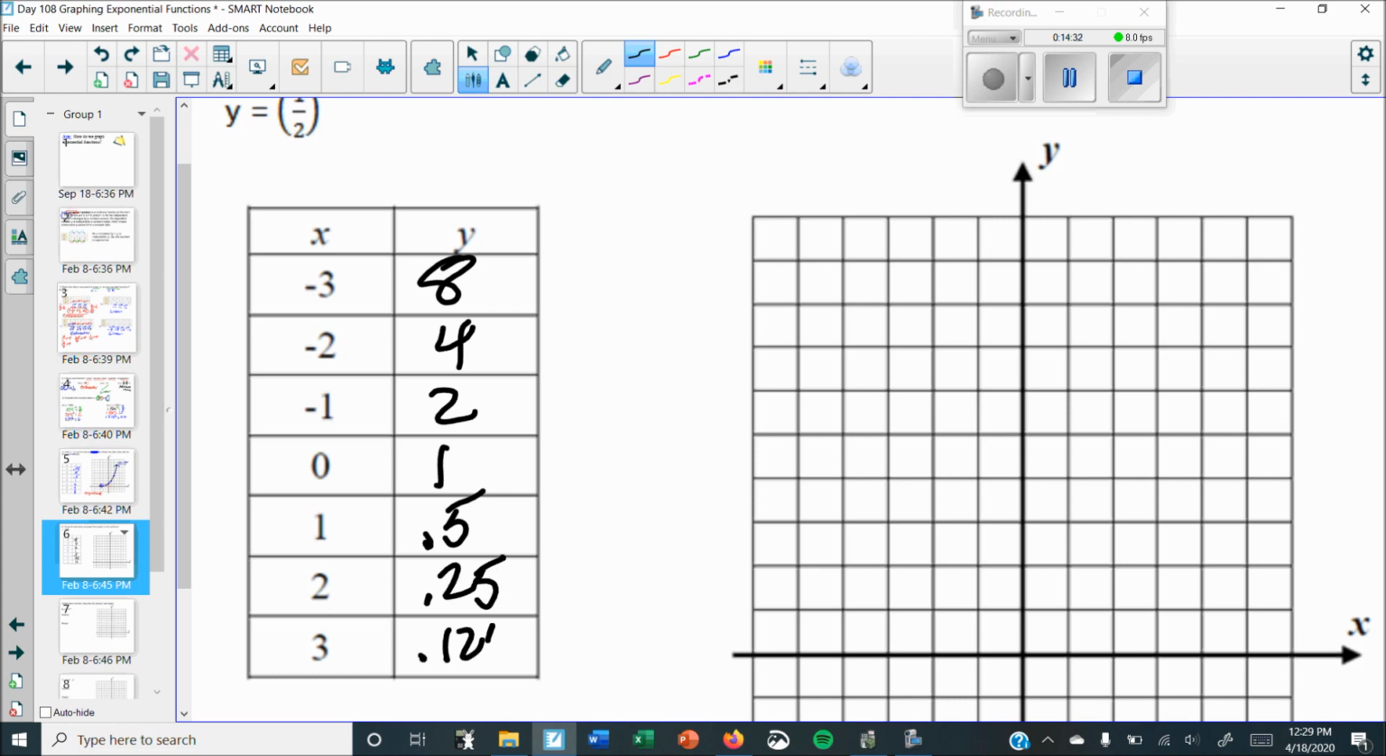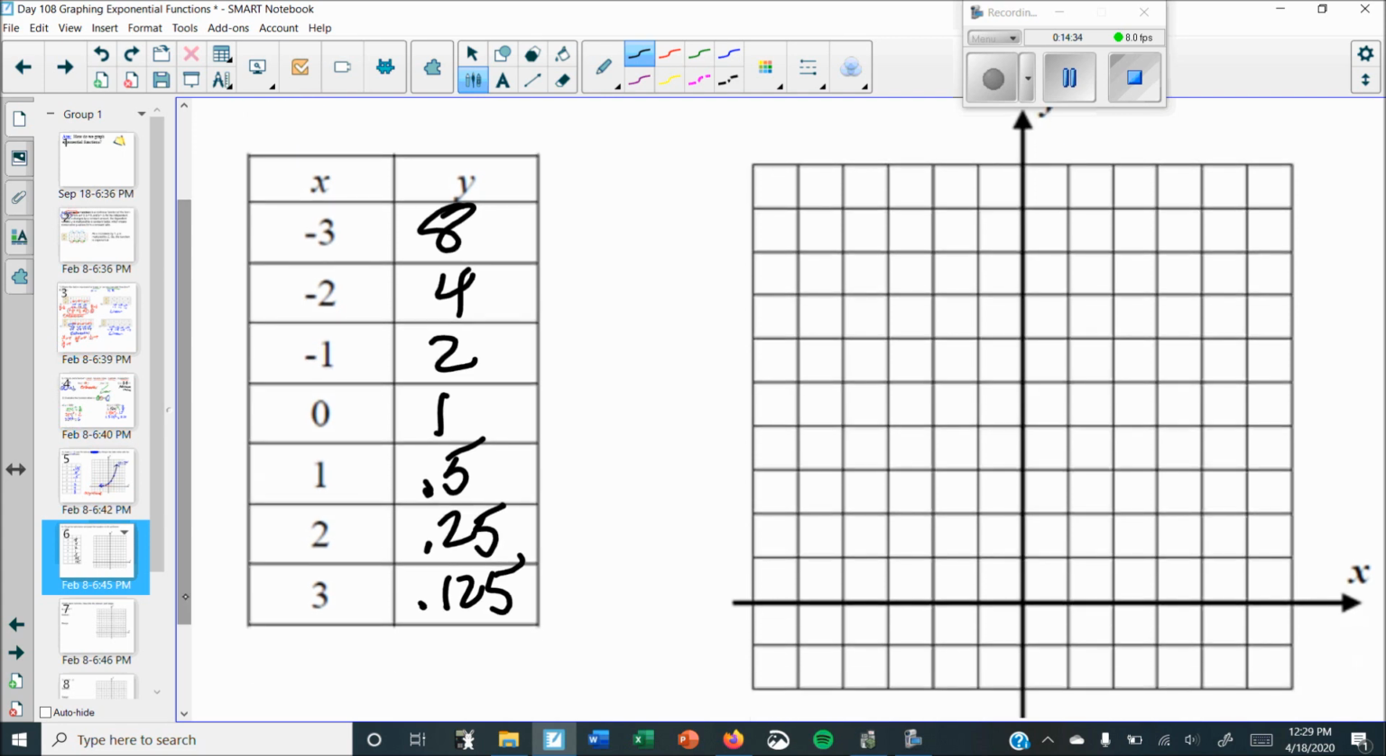Okay. So now we're going to graph this. So now it's -3, 8, -2, 4, -1, 2, 0, 1. And remember, go half, go a little bit lower, go a little bit lower. Now, once you get to the last dot, I would not go any further.